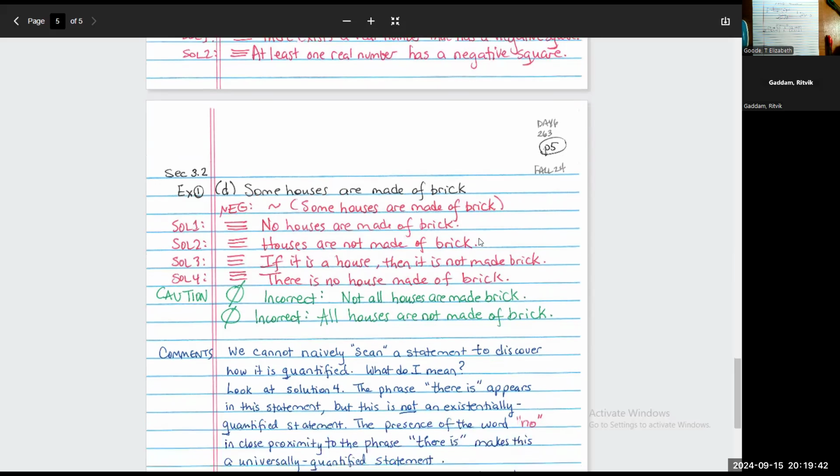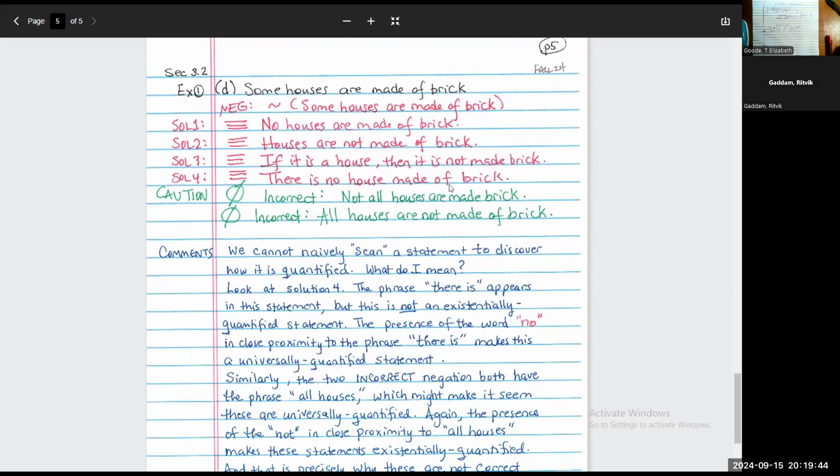But watch out for the cautions. If we say not all houses are made of brick, that means some houses are not made of brick, but that's not the negation of some houses are made of brick because it's the same quantifier. If we say not all houses are made of brick, we're saying some houses are not made of brick. That's not what we want. We want to say for every house, the house is not made of brick. For all houses are made of something other than brick. But we don't usually speak that way in ordinary English.